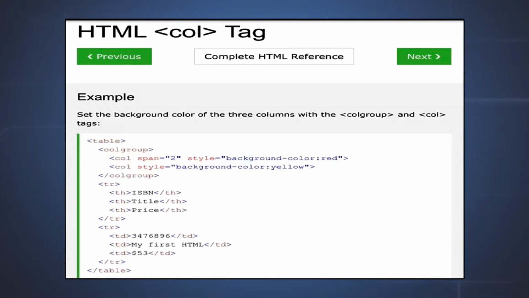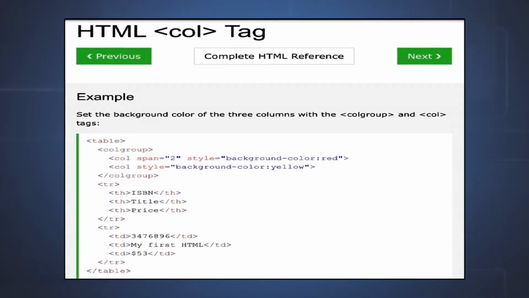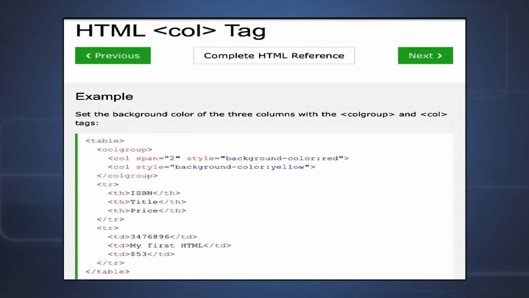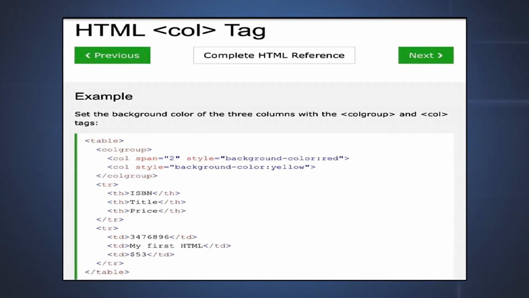Then comes the second row. Here we have the TD tag. TD is the table data tag. So in TD we have the ISBN number, which is numeric. Then we have the title of the book, which can be written as My First HTML here, and then we have the price of the book, which is again numeric. So here we have all these details in the second row.